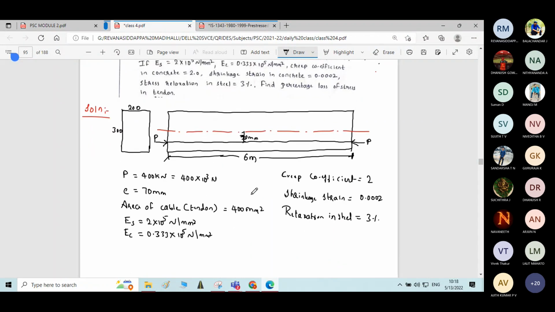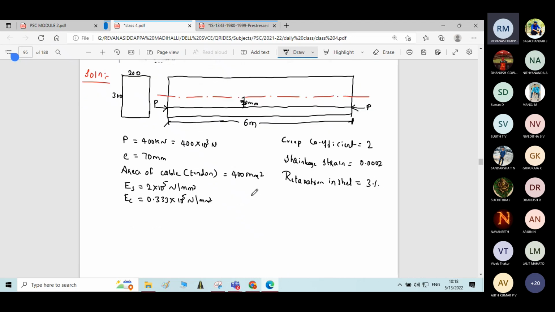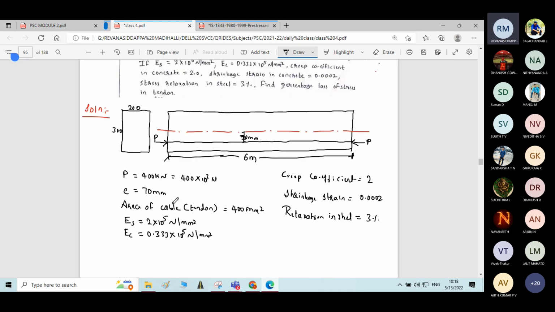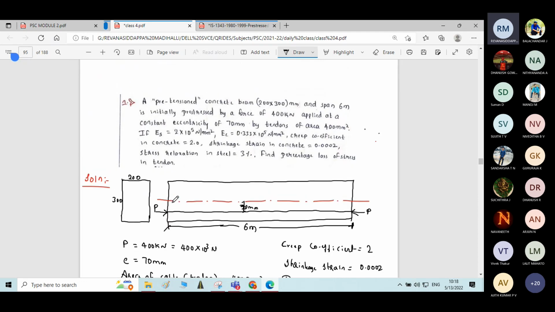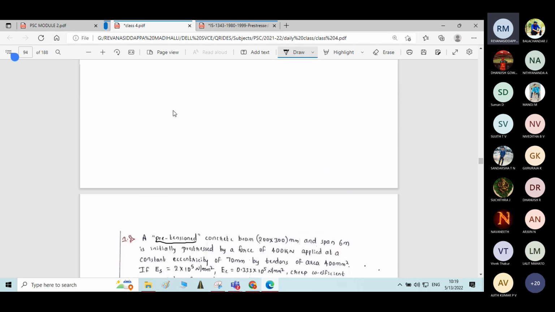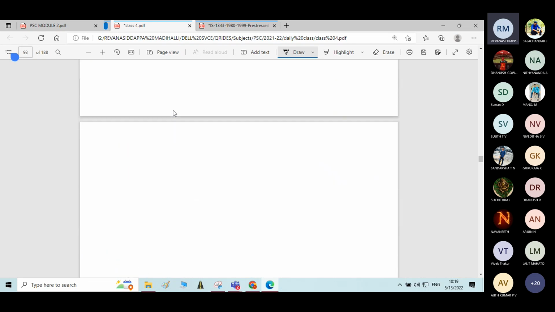See here, in almost all the problems, there will be direct calculations. Only thing is, you need to remember the formula. If you are able to remember all the formulas perfectly, then you can easily solve these problems. Now we'll calculate different types of losses. First, you observe that the type of beam given is a pre-tensioned concrete beam. For a pre-tensioned concrete beam, what are the losses that will come?